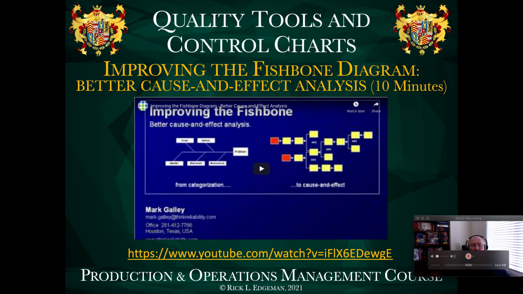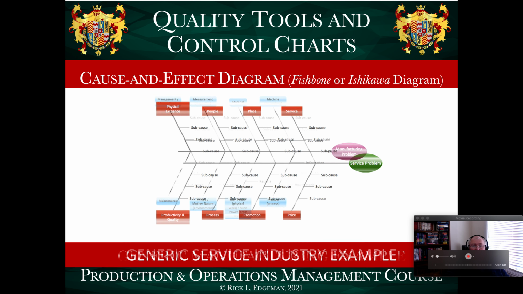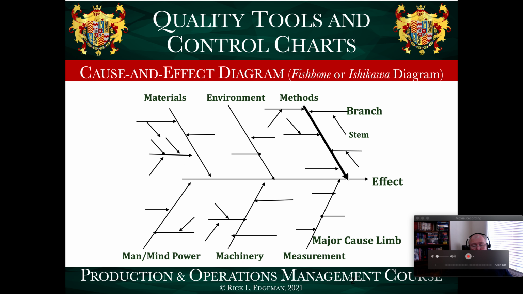And there's a video for you on improving the Fishbone diagram. Now, we're not going to go over that video in this course, but let me tell you that there are some good ways to approach construction of the cause and effect diagram or the Fishbone diagram. And to do that, I'm going to pull back a few slides. So one of the things that you would ordinarily do, and this could be an individual tool, but it's more likely being employed in a team environment.